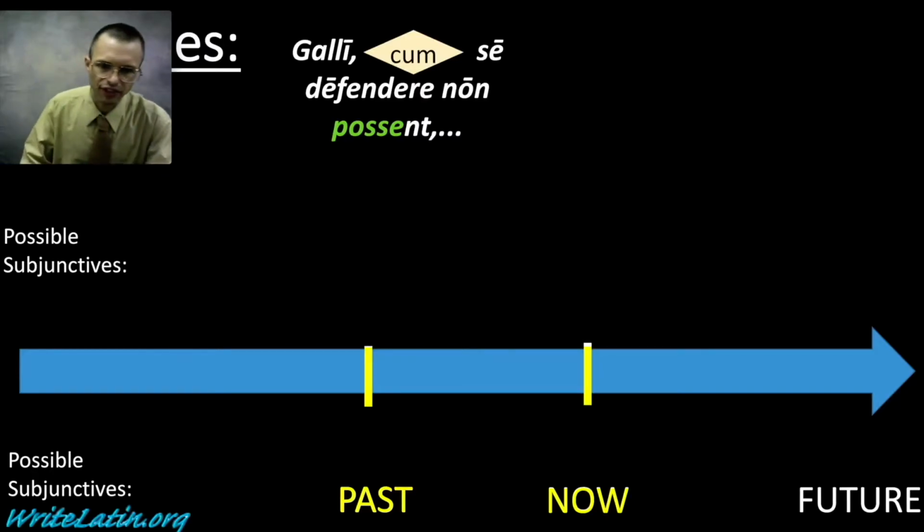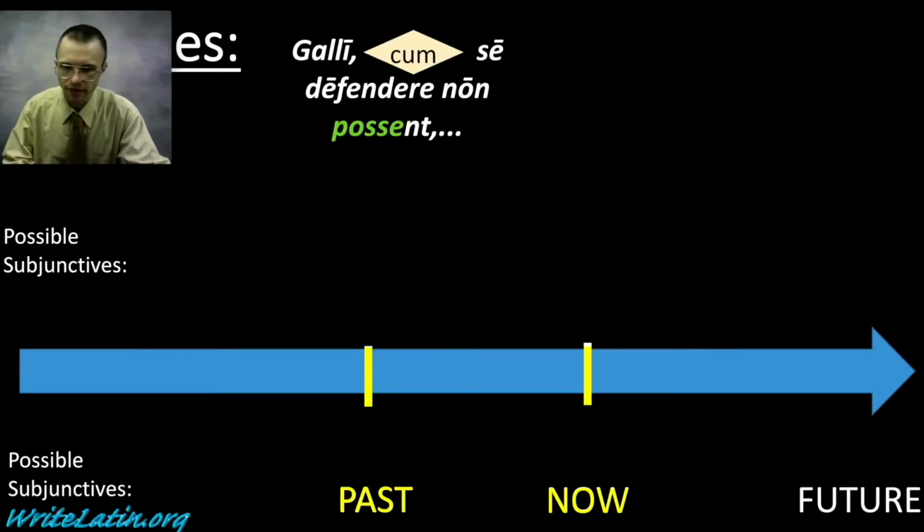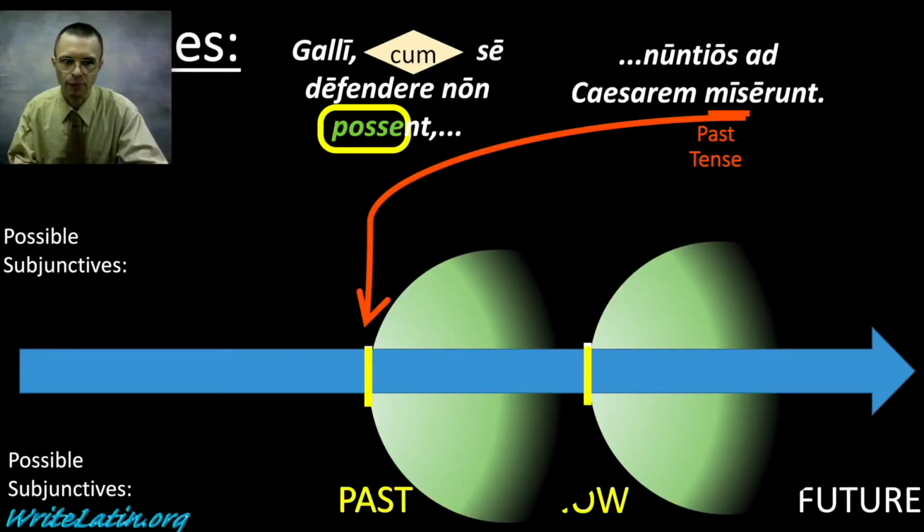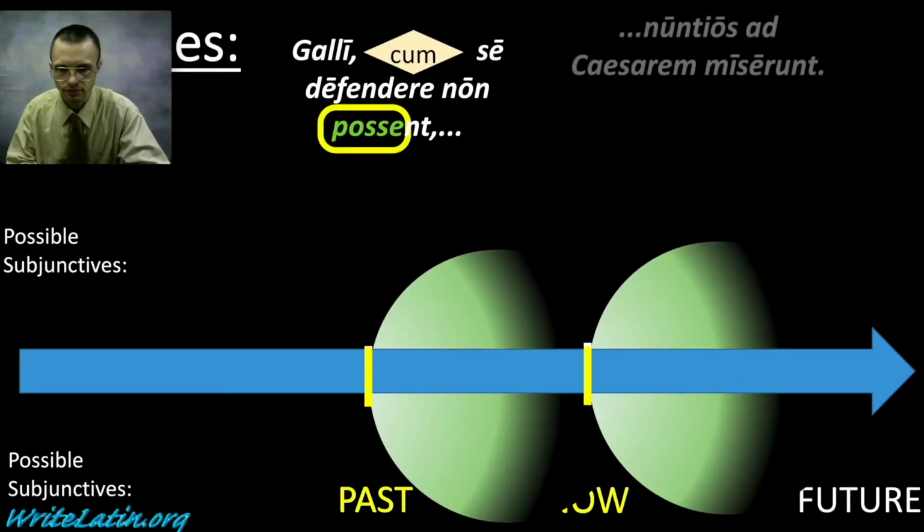Galli cum se defendere non possent. Now, you might think to yourself the cum is in the middle of the sentence. This is not a cum clause, but really it is, because it really is at the start of the sentence. Because really you can just flip the Galli and cum, rearrange it to cum Galli se defendere non possent. So watch out for something like this. But you know it's not just an ablative of means or accompaniment, because there's no ablative right after the cum.